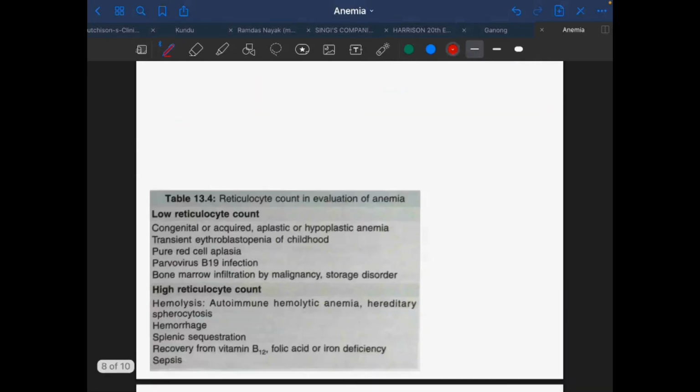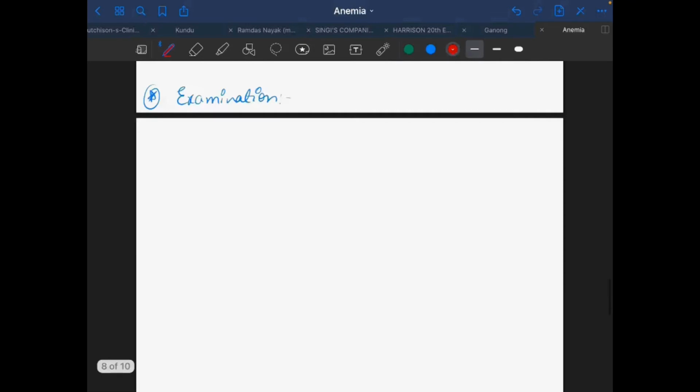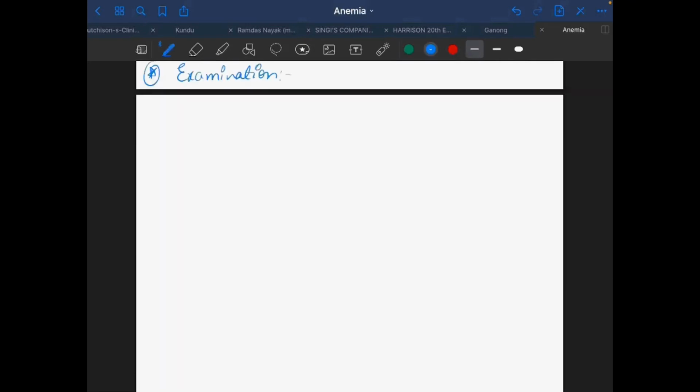Now, we know that reticulocyte is very important. So before coming to reticulocyte, we will also study the laboratory investigations of the child. What are the investigations that you will ask the child to get done so that it will help you in finding a diagnosis? First one, as usual, we all know, is complete hemogram.